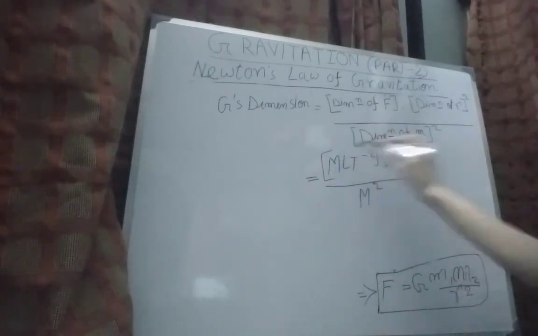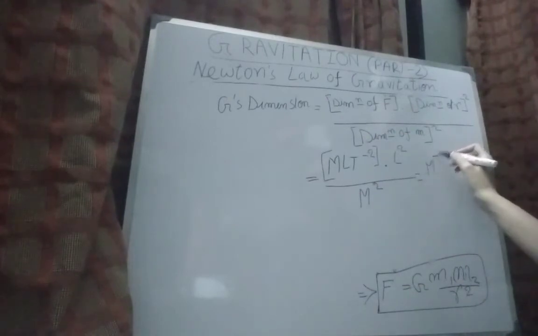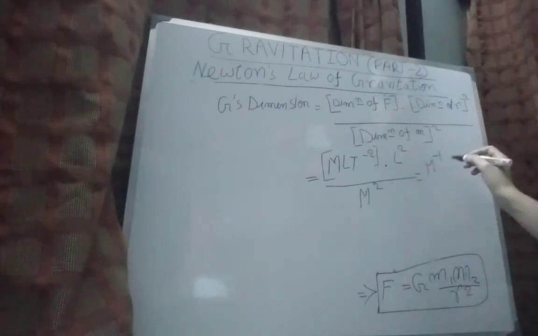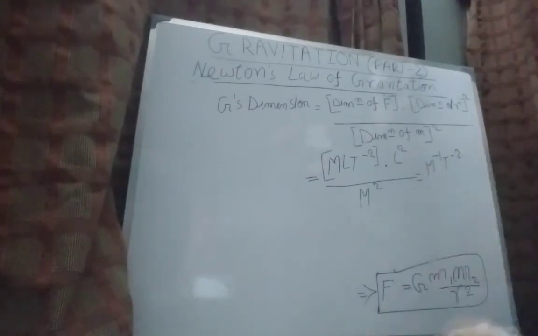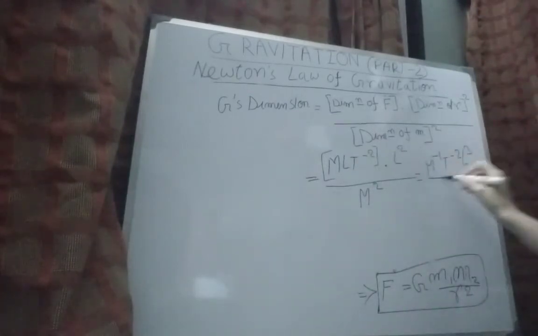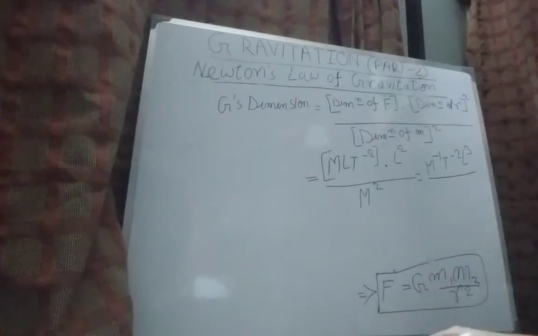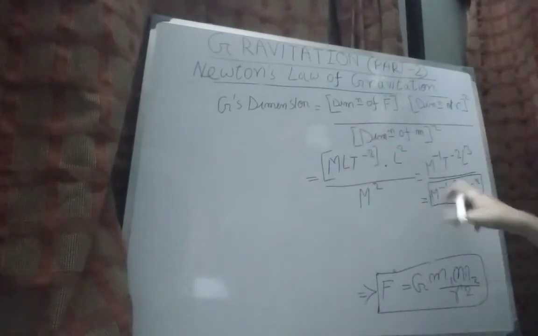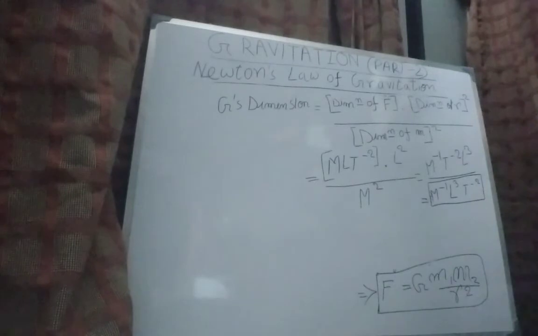Now solving this, we get the dimension of G. This is squared and this is 1, so it will be M inverse. There is no T in the denominator, so it will be T to the power minus 2, and L into L squared, that is L cubed. So this is the dimension of G. Now arranging this, we get that the dimension of G is M inverse L cubed T to the power minus 2.